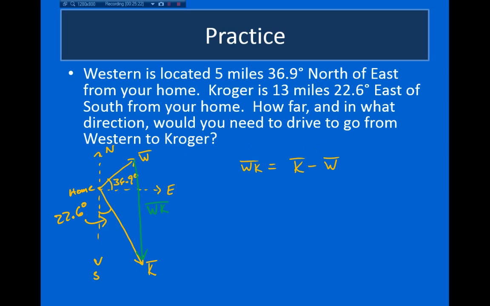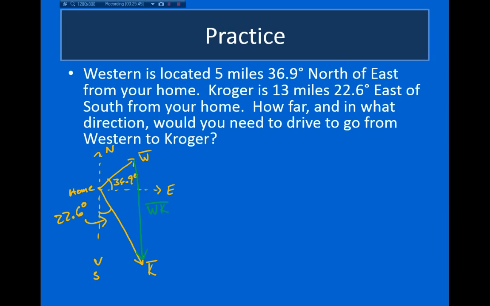So remember that when we take the sum or difference of vectors, we need to write these vectors in component form. So the way I do this is I take the x component of K minus the x component of W, and the y component of K minus the y component of W. So I need these vectors in component form. So let's just go ahead and do that now. I've got these already drawn really nicely here.